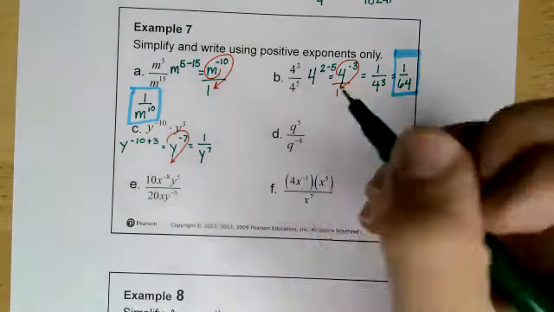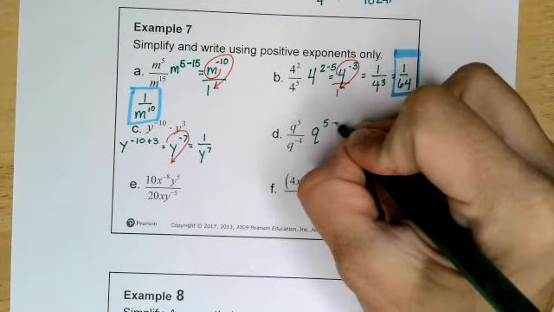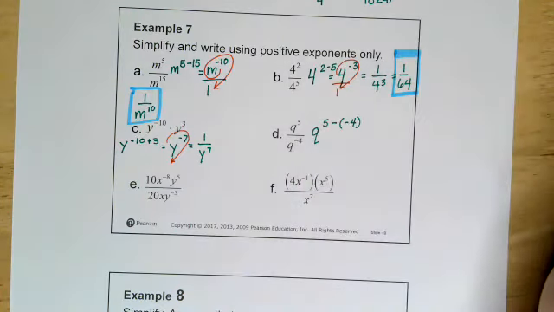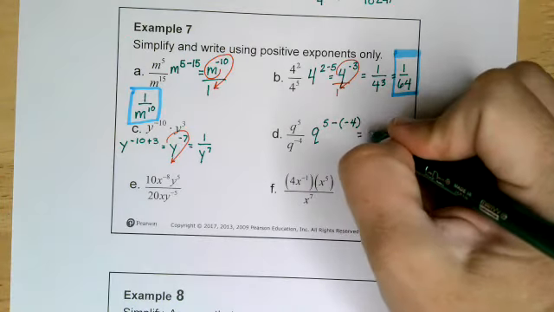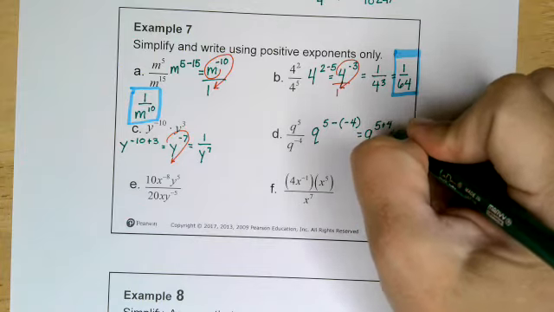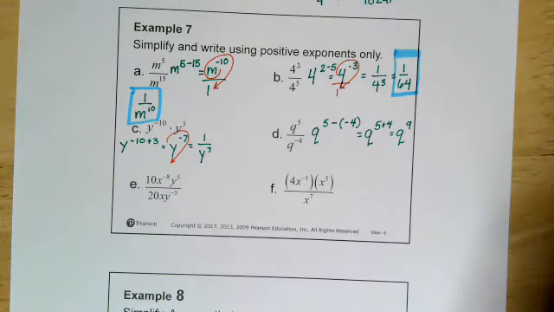Letter D is q to the 5th minus negative 4, because it's divided by q to the negative 4th. Subtracting a negative becomes a positive, so we have 5 plus 4, which is q to the 9th. It is q to the 9th, okay?